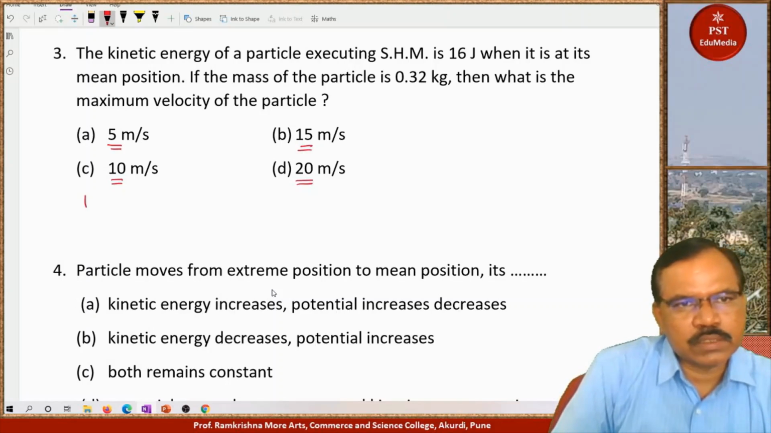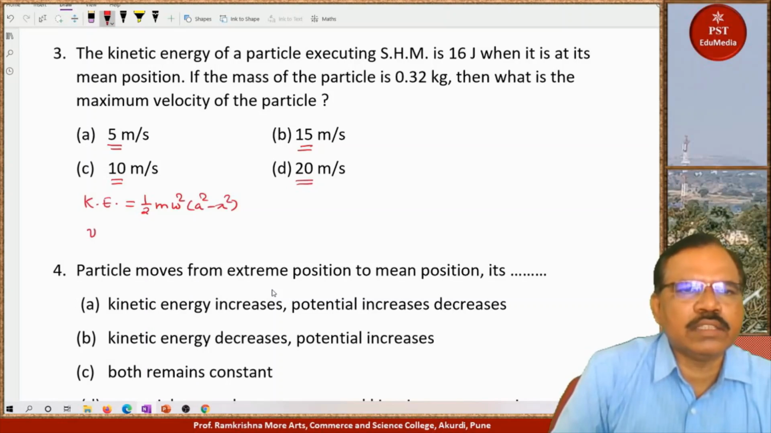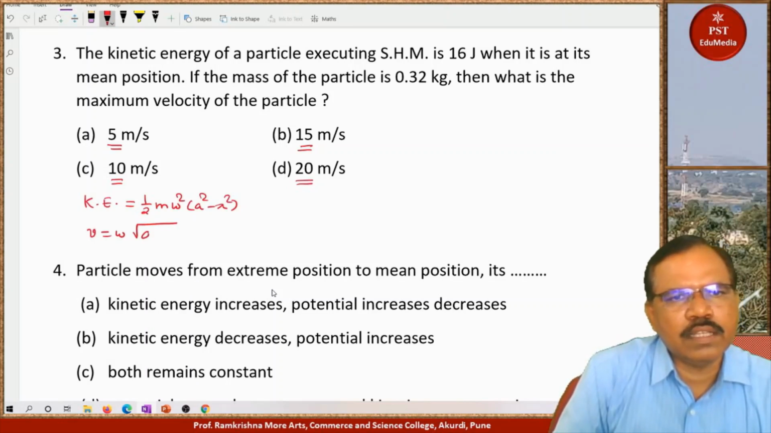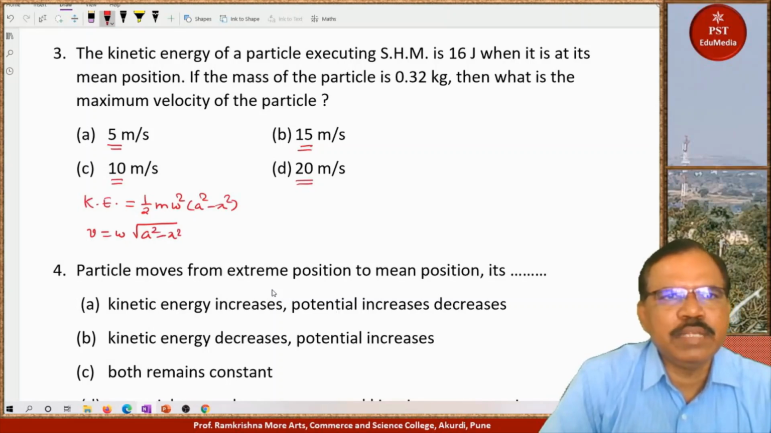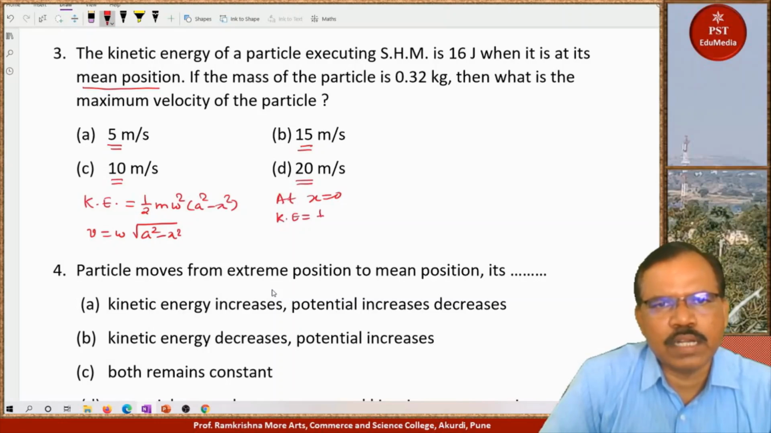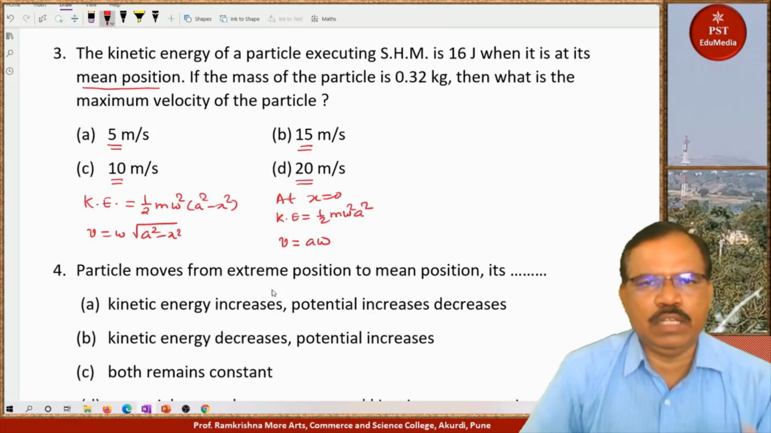Now see, we must know formulas. KE is equal to 1 half m omega square into a square minus x square, and velocity is omega under root a square minus x square. These are general formulas. So here at mean position, that is at x is equal to 0, kinetic energy is 1 half m omega square a square, and this is maximum, and velocity is a omega. I have taken here the magnitude; it may be positive, it may be negative.